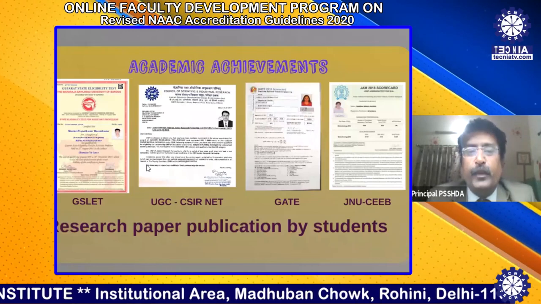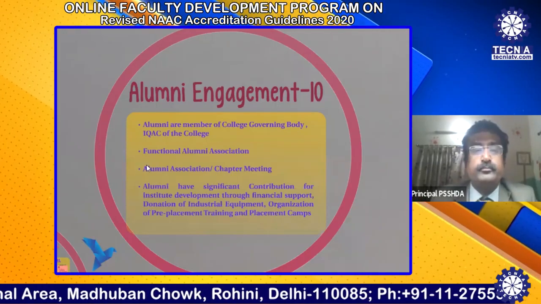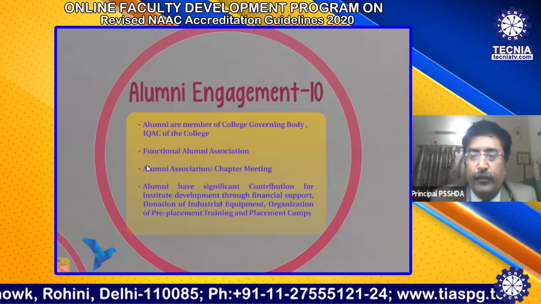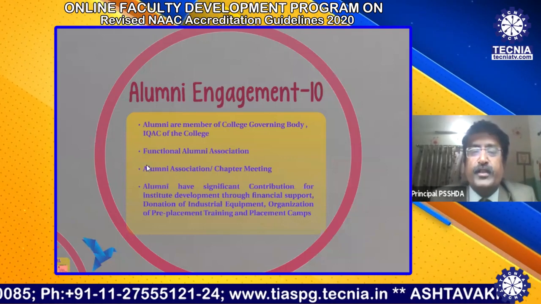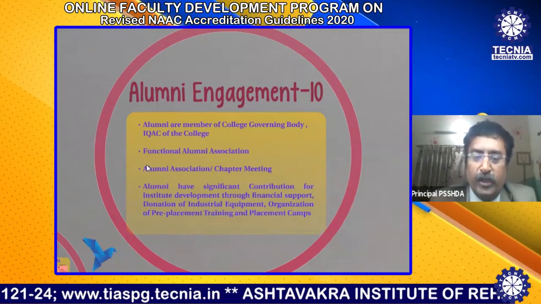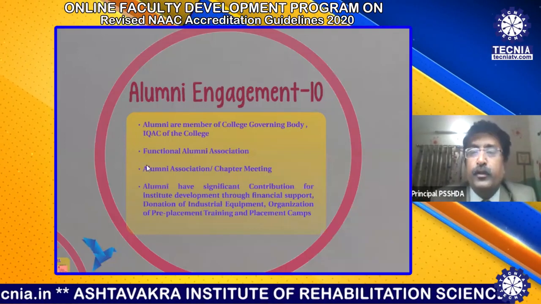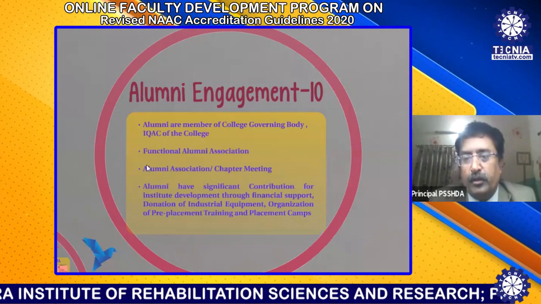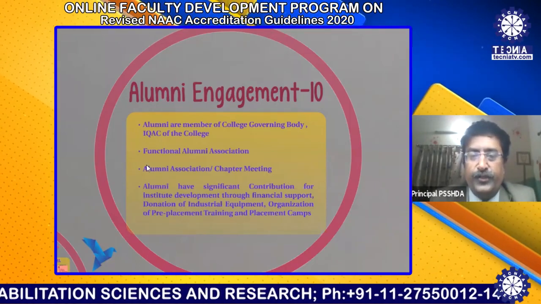The next part is alumni engagement. Alumni should be in the governing board. Your alumni association must function. Regular meetings must be arranged. You need to keep the minutes ready with you. And the alumni association's significant contribution in the form of financial support or donation of instruments or equipment, or their help in organizing a pre-placement camp or placement camp, or sponsorship for seminars, conferences, and all these things. So this is the part of alumni engagement for your institute.